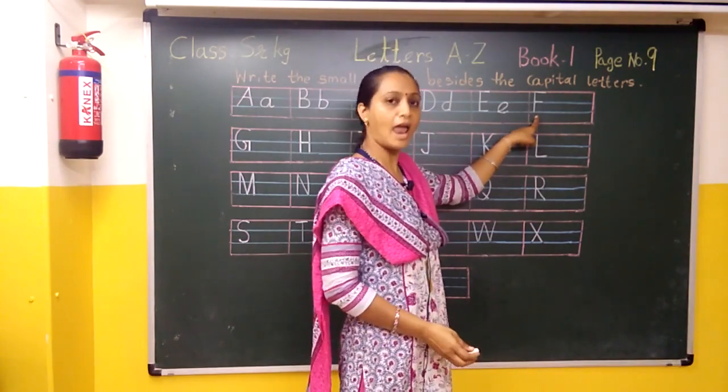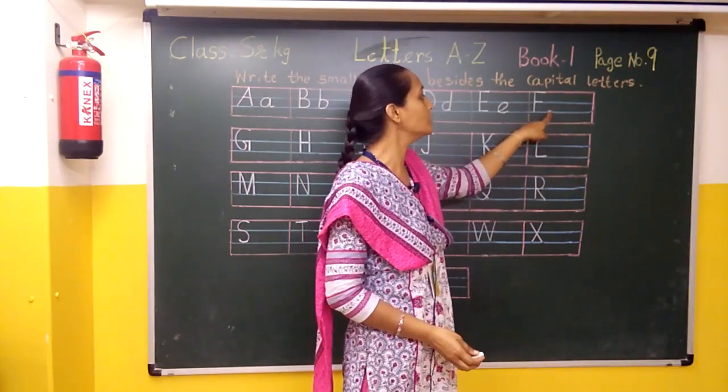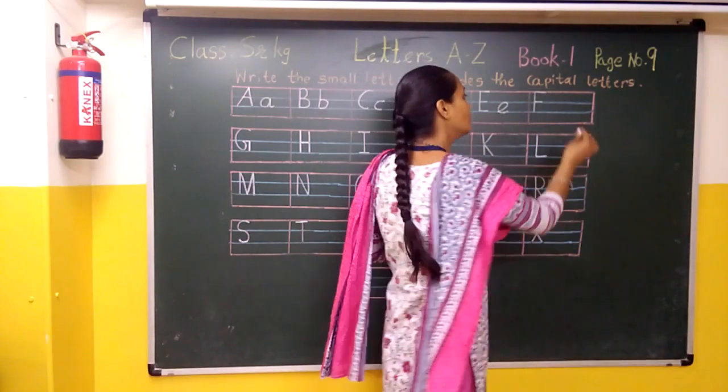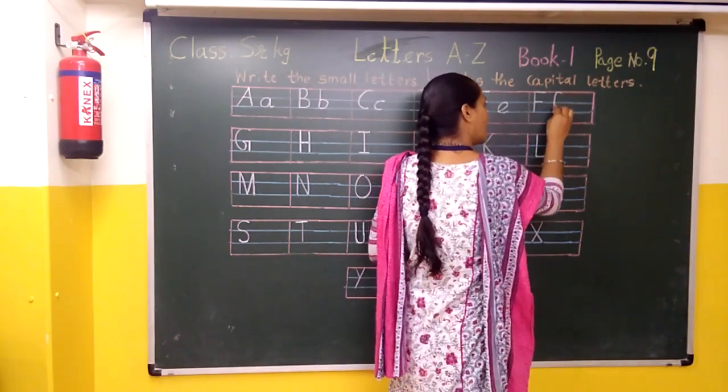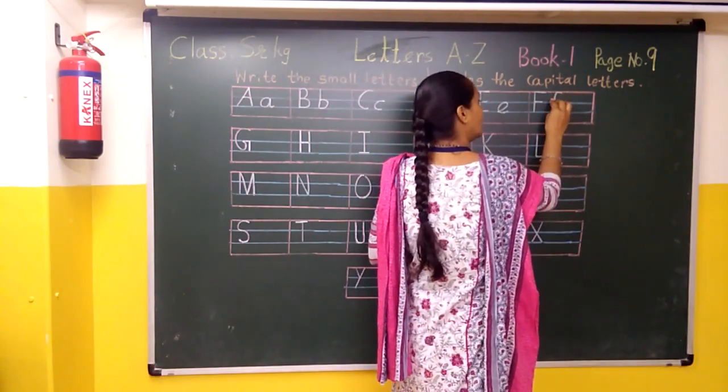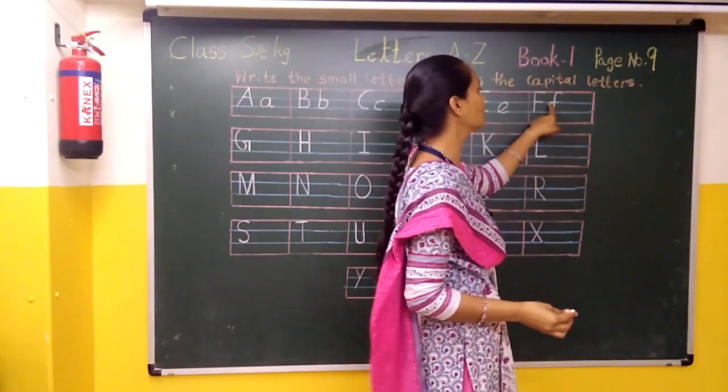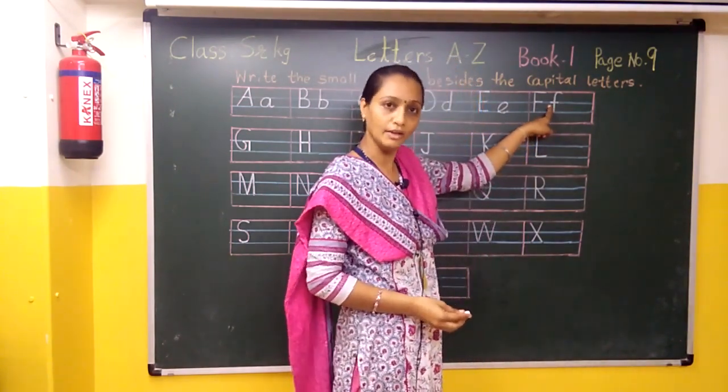Now, next is F. Here we have to write small f. We have to start from the first line, red line. We have to touch the third line, and then we have to write a small line here.